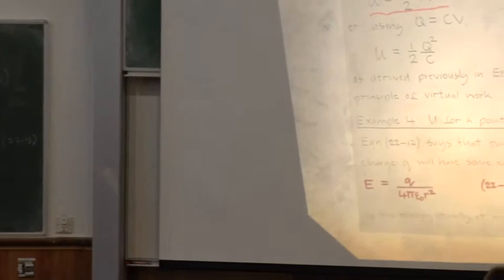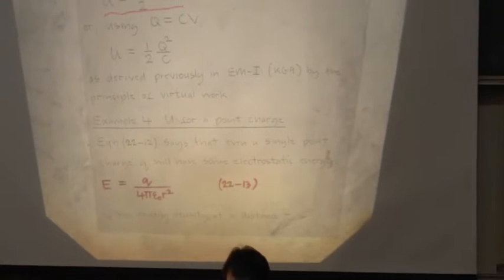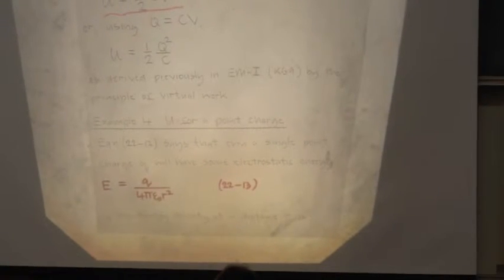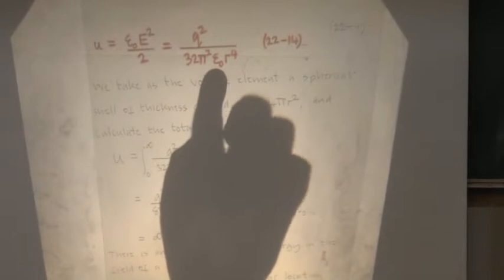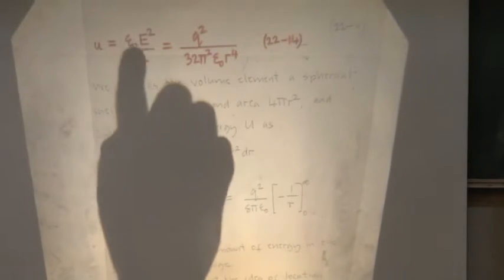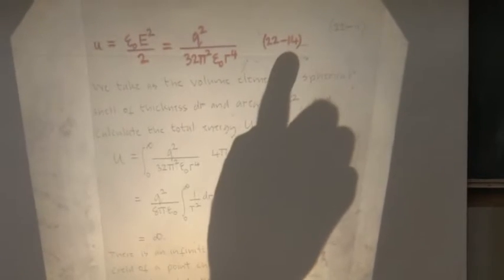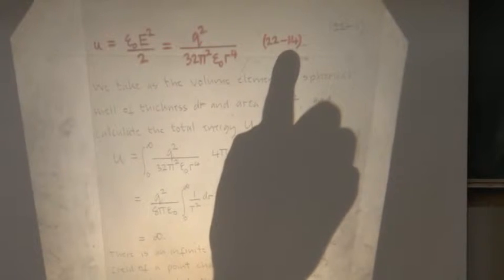If we take this expression and substitute it into our expression for energy density, of course we just square the electric field, which gives us Q squared over 16 pi squared epsilon naught squared r to the 4th. We then multiply by epsilon naught over 2, and we get equation 2214.